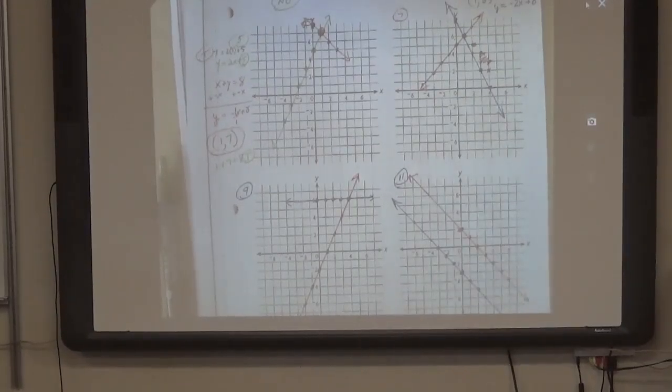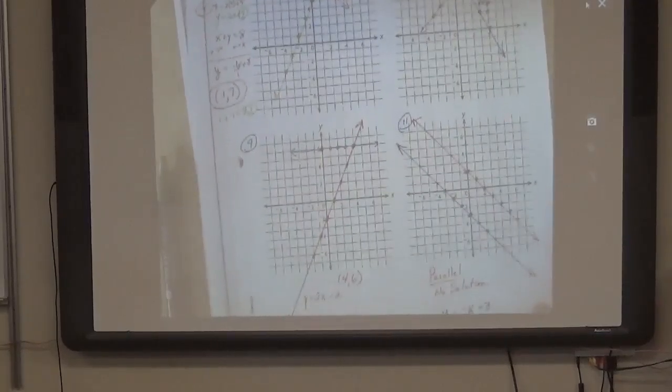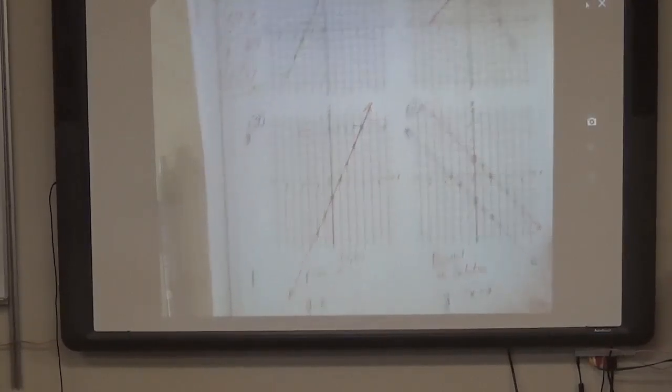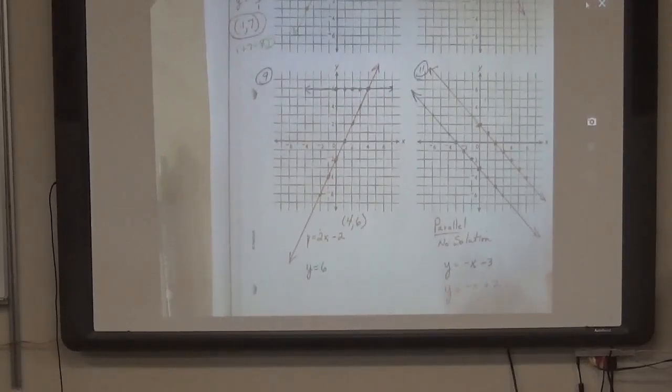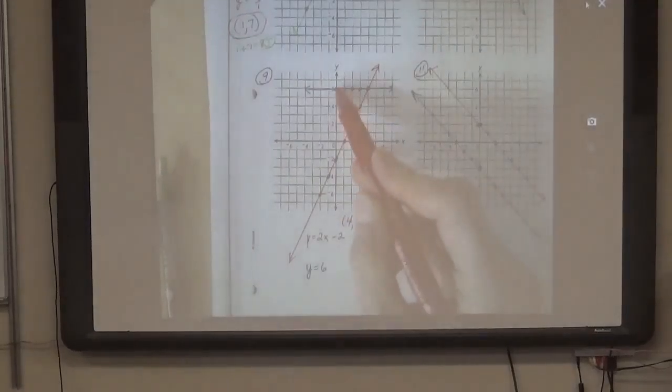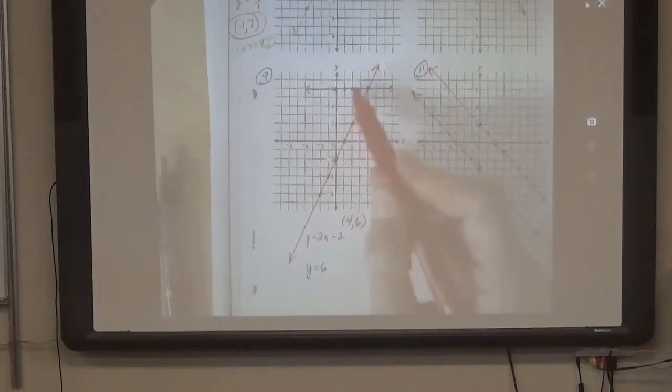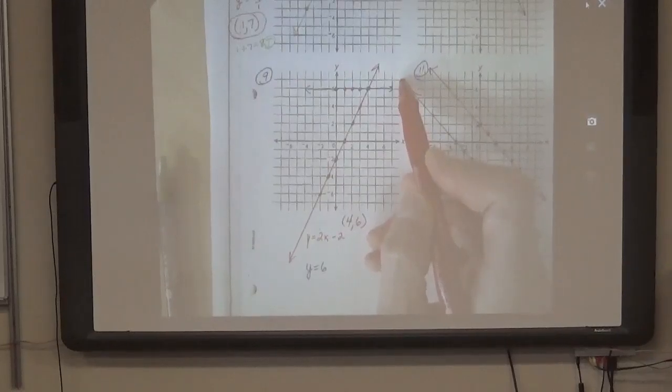Number 9. What's y equals 6 mean? It's a horizontal line. It means that y is always 6. No matter what x is, y is always 6. So 0, 6, 1, 6, 2, 6, 3, 6, 4, 6. It gives you those points that are on a horizontal line, okay?